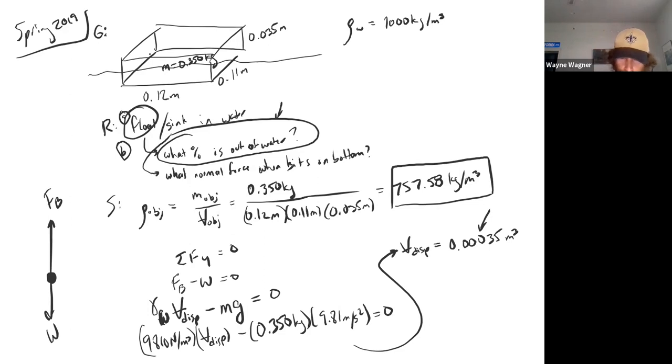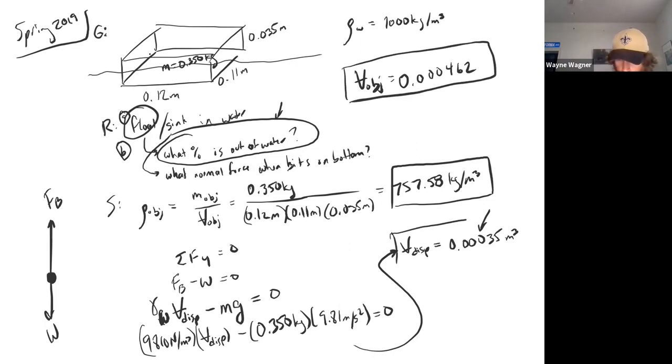It would help actually if up here I'd gotten the volume of the object by doing length times width times height. So 0.35 times, let's see, clear, 0.0035 times 0.11 times 0.12 equals 0.000462. So this is the total volume of the object. This is the volume that's underwater. Okay, so the volume that's out of the water is basically the difference between those two.